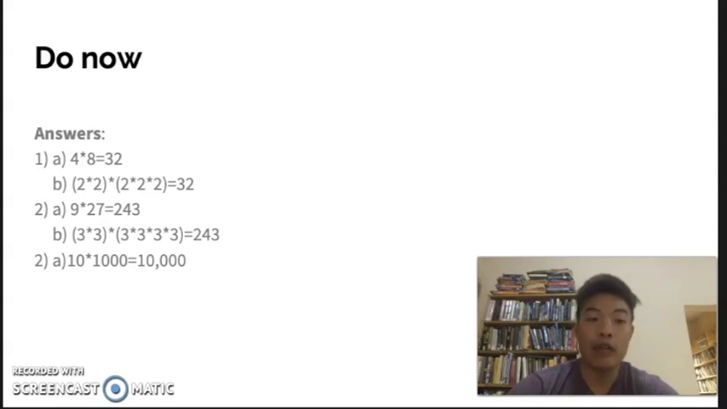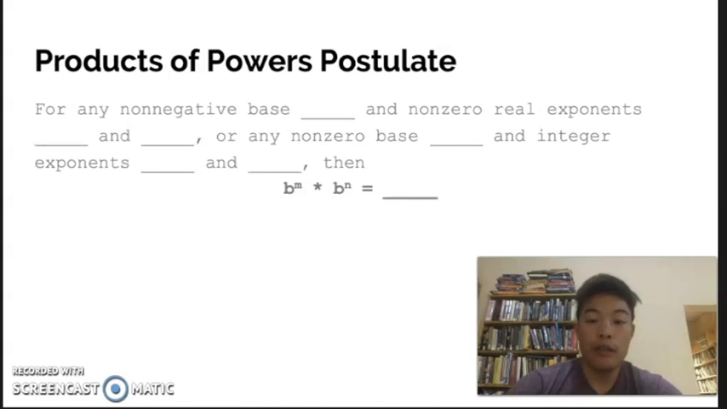If you don't have the guide, remember you can just follow along with paper and pencil. Let's dive in. So, the first concept we're going to master today is the product of powers postulate.